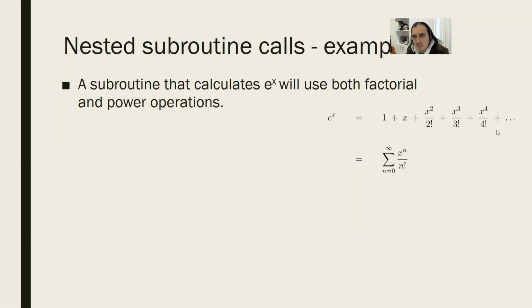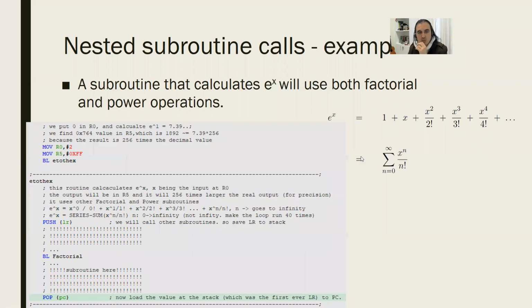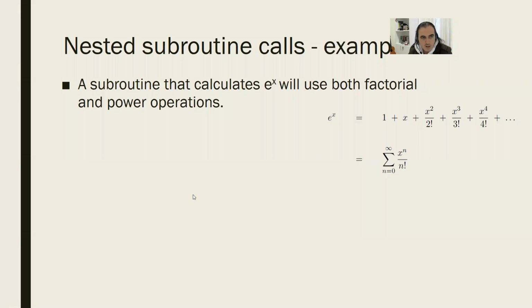We're not going to cover this, but I'm going to be covering a very simple example. But this guy needs a nested call. Why? Because inside a for loop, it's always going to calculate x to the n over n factorial. So it is going to call factorial and power routines in a nested manner. So guys, let's try to see this. How are we going to do this? I'm going to be opening the example.